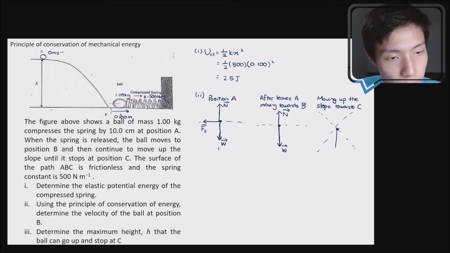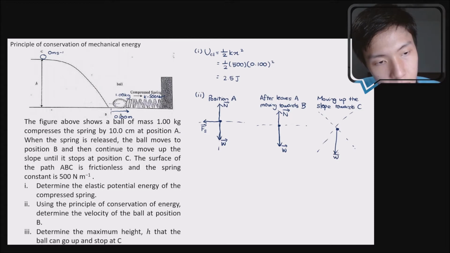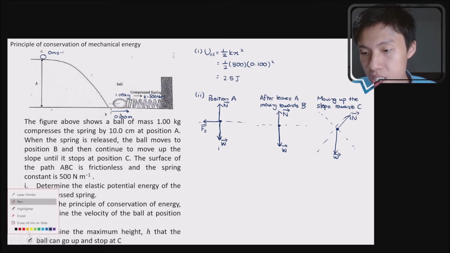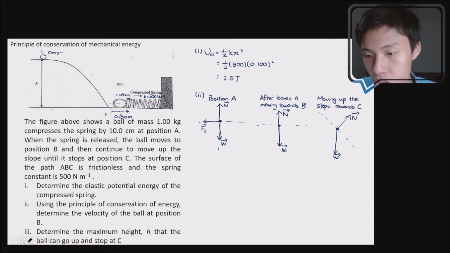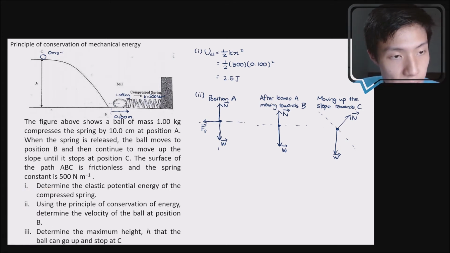Okay, so we still have weight and we still have normal. I should draw my axis more properly. And I believe that's all. Since this is a frictionless inclined plane, you should expect no kinetic friction throughout the journey. So that will be the free body diagram for this case over here.